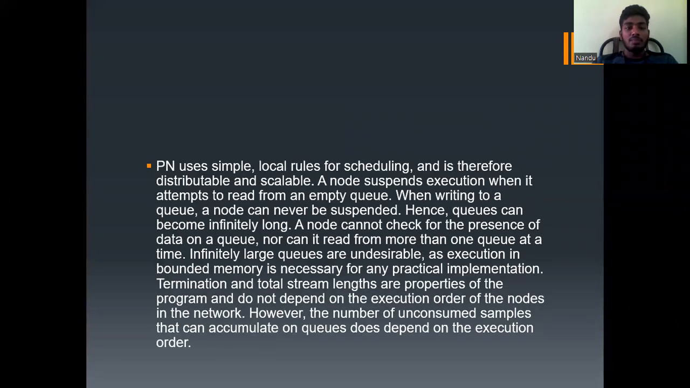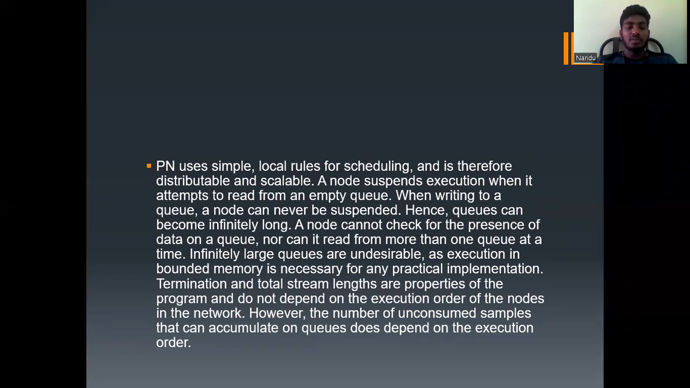PN uses simple local rules for scheduling and is therefore distributable and scalable. A node suspends execution when it attempts to read from an empty queue. When writing to a queue, a node can never be suspended. Here, the queue can become infinitely long. A node cannot check for the presence of data on a queue, nor can it read from more than one queue at a time.